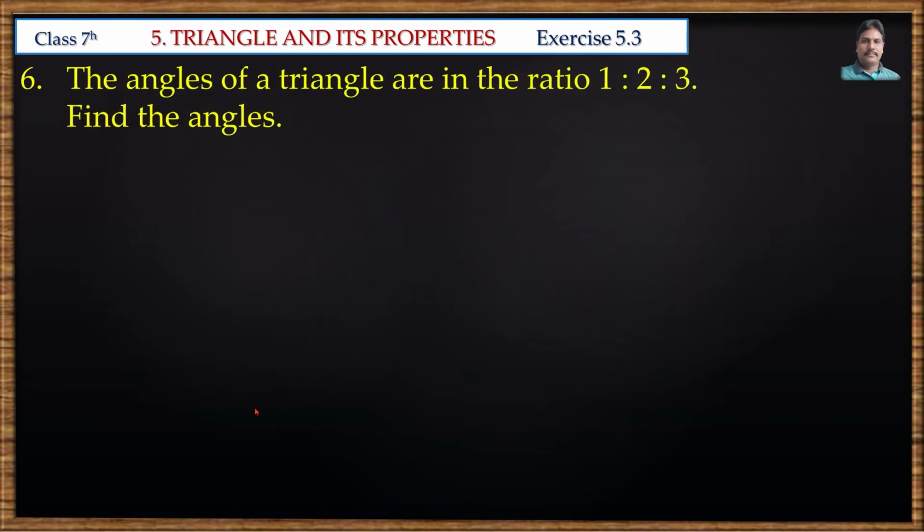Next problem, the angles of a triangle are in the ratio 1:2:3. Find the angles. Let us solve this problem. Given ratio between the angles is 1:2:3.